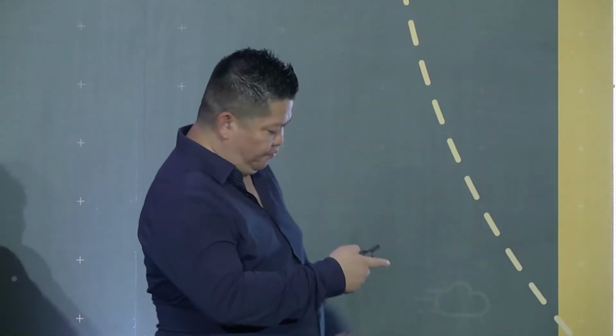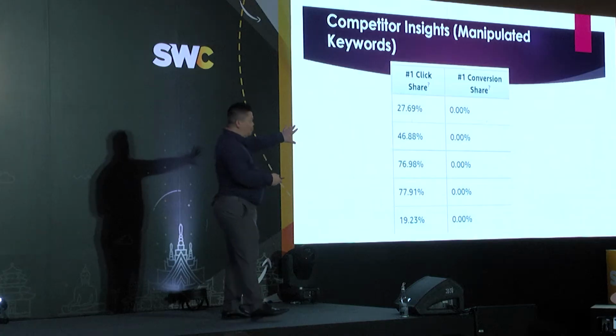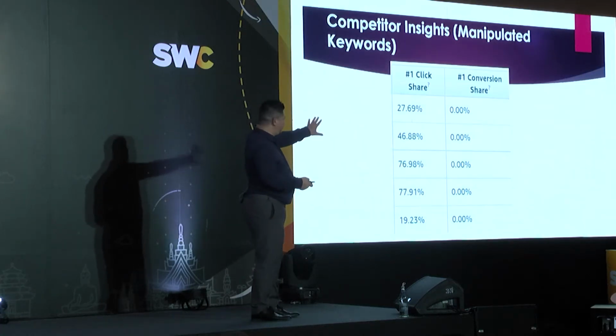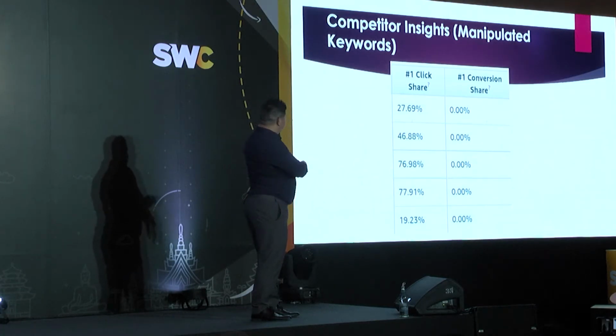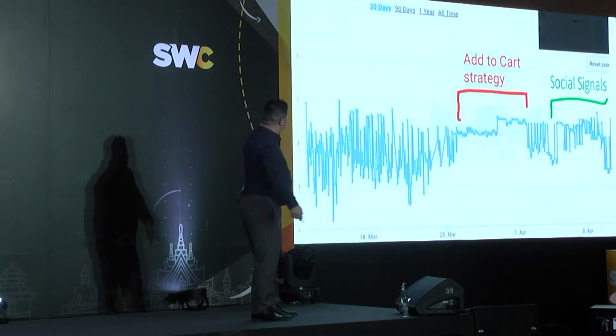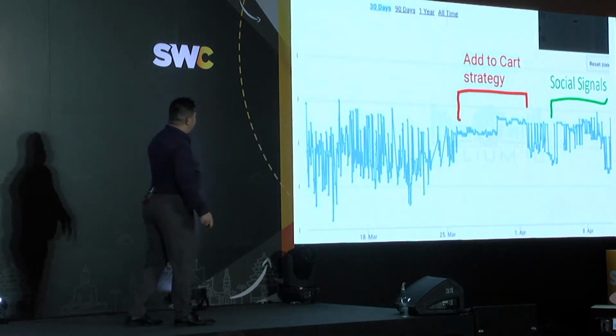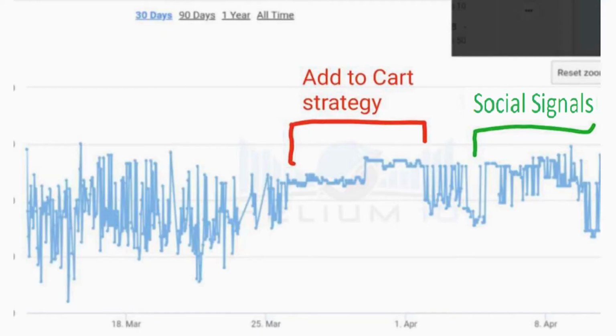So this is not true. When someone's manipulating keywords, this is not going to show up. You won't see this. So add to cart actually works because that's inside the list that we talked about, right? How do you rank? 60% is add to cart. So add to cart strategy will get you ranked to the first page as well.